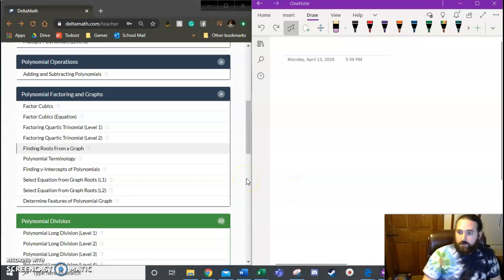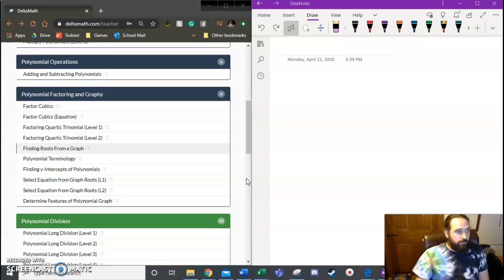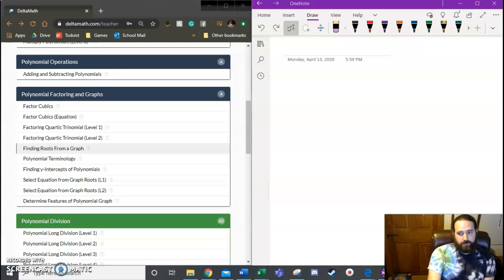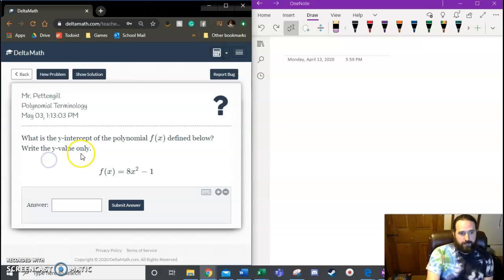Alright guys, so I'm going to be helping you go over some of the basics you need to know for doing these assignments on Delta Math. So you can see here I've got polynomial factoring and graphs. That's where most of your assignment is coming from this week. The first section we're going to look at together is polynomial terminology.